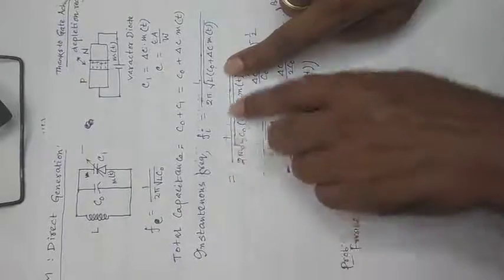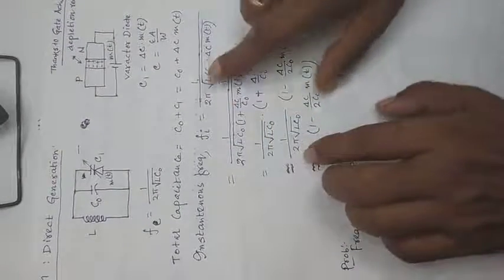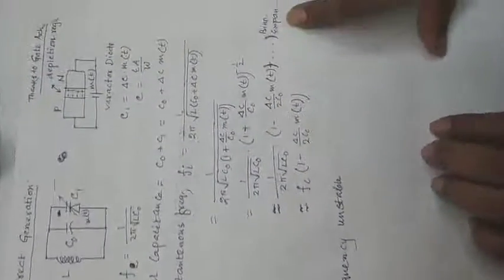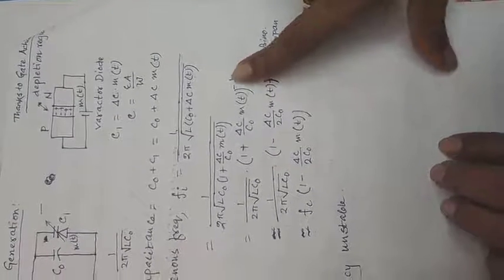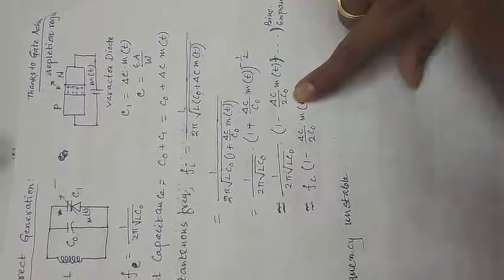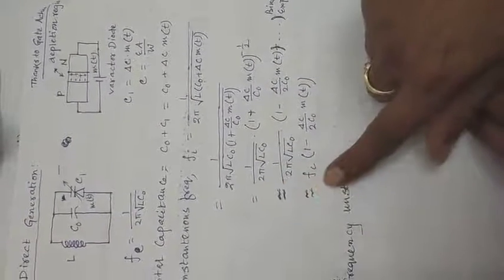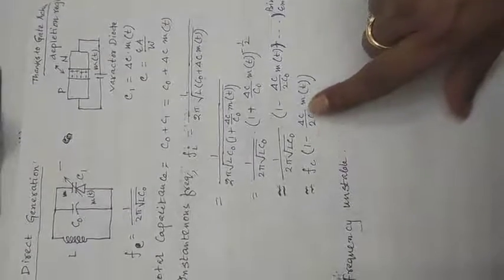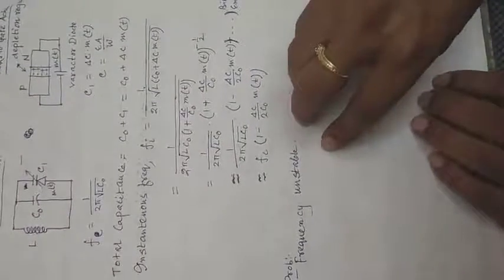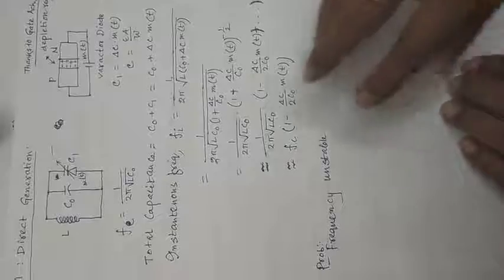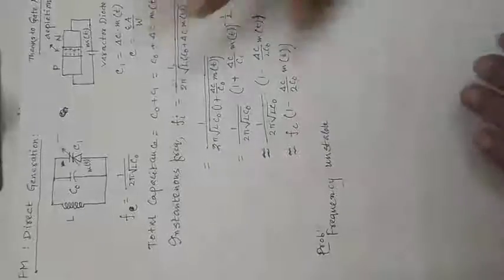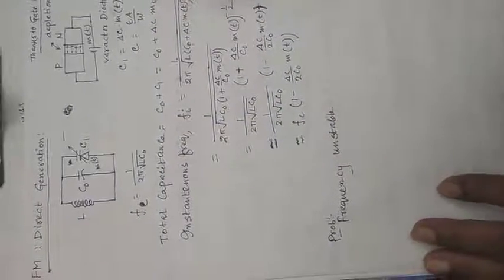Therefore, the instantaneous frequency that will be generated for the FM signal will be 1 by 2 pi root over L times the total capacitance, which after some expansion, with the power minus 1 by 2, and some approximation, we can get. The instantaneous frequency expression is fc times (1 minus delta C divided by 2 C naught times m(t)). However, this frequency is not stable due to several parameters; a change in any value of L or C may change the frequency. That's all. Thank you.